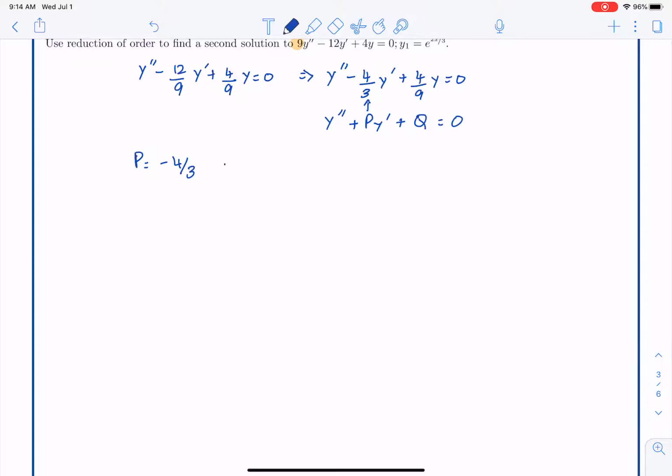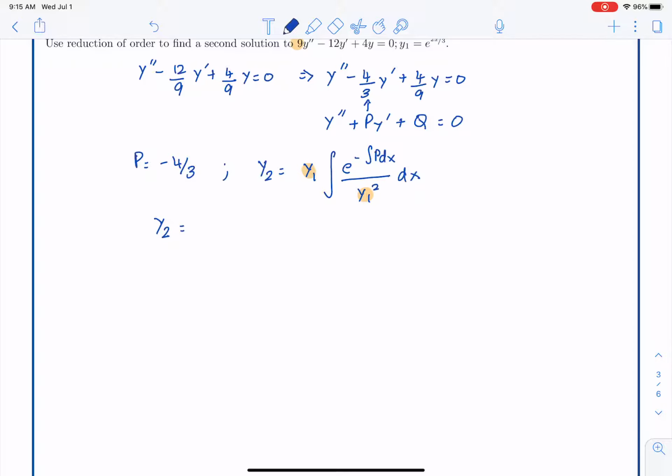So now we could put it in the formula. y2 is equal to y1 integral e raised negative integral p dx divided by y1 squared dx. A common mistake I've seen students make is cancel this y1 and y1 squared. You cannot do that. If you go back and look at the derivation, that y1 stayed outside of the integral. So you can't simply cancel them out. So don't do that.